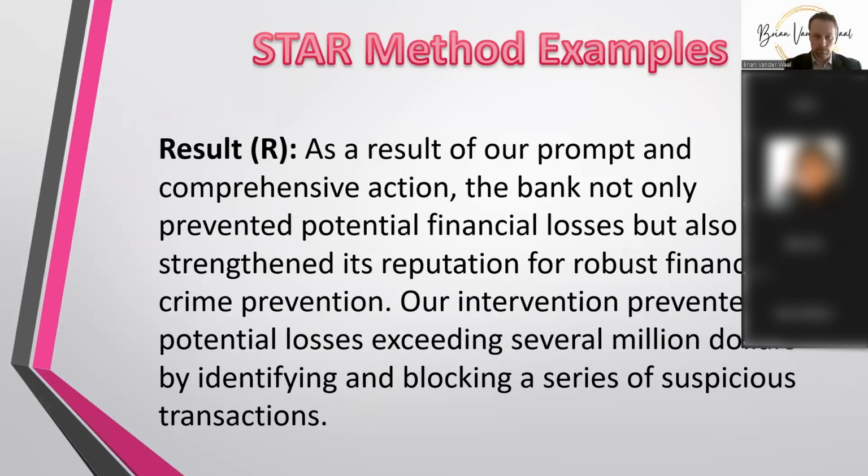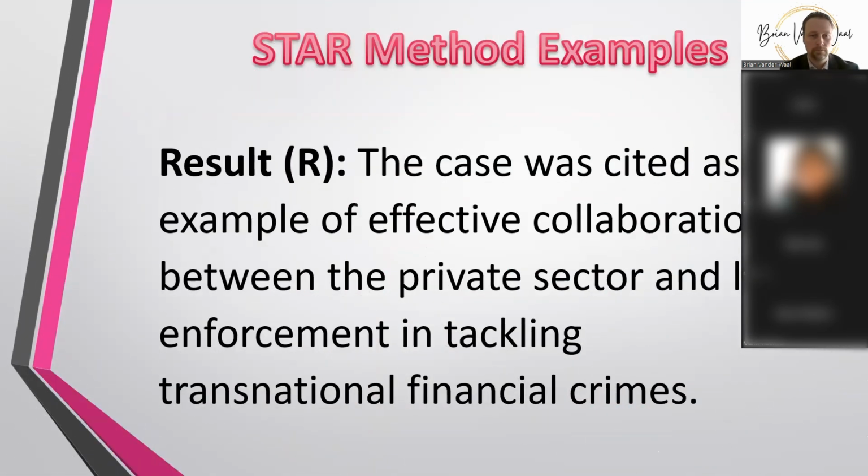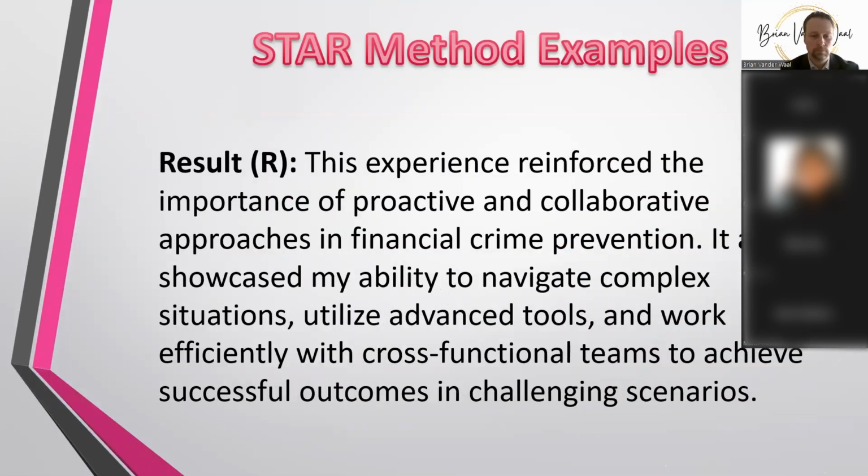As a result of our prompt and comprehensive action, the bank not only prevented potential financial losses, but also strengthened its reputation for robust financial crime prevention. Our intervention prevented potential losses exceeding several million dollars by identifying and blocking a series of suspicious transactions. The case was cited as an example of effective collaboration between the private sector and law enforcement in tackling transactional financial crime.